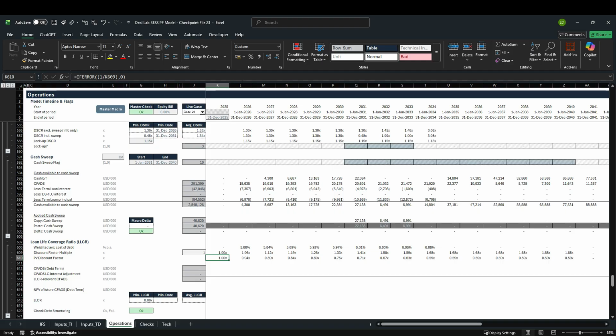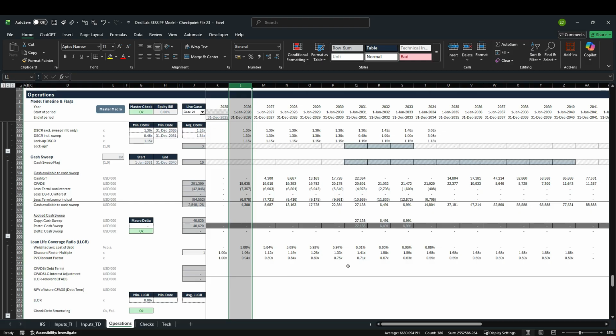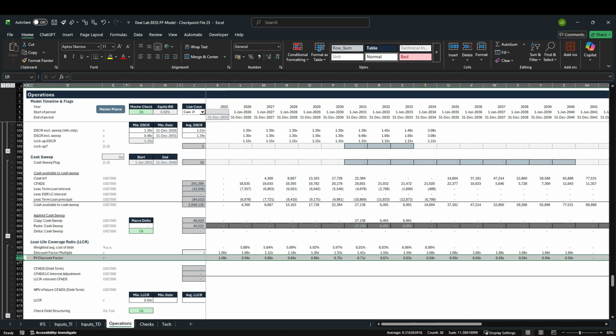So in the first period, we will discount them with approximately 94%. And the CFADS in the future are discounted by a higher factor. So in 2034, for instance, we'll have a factor of 59%. And once we have this PV discount factor, we can pull in our relevant CFADS.